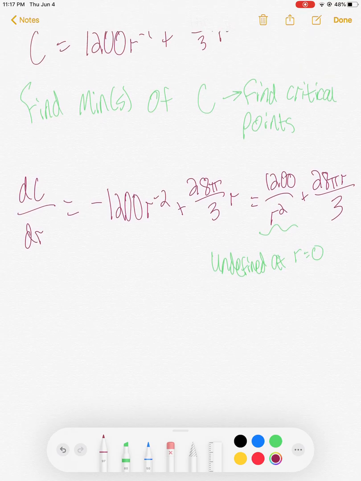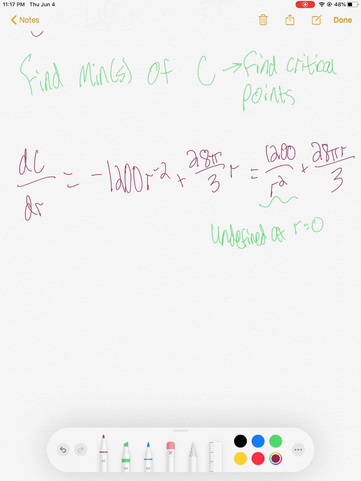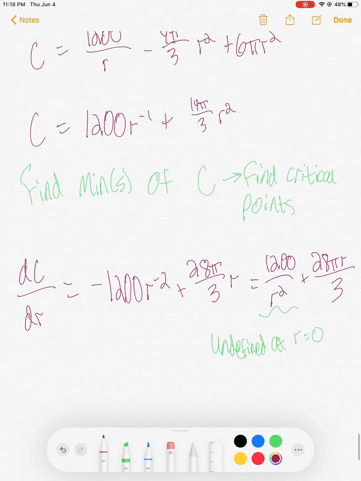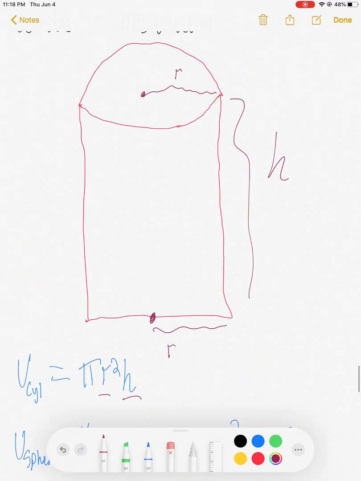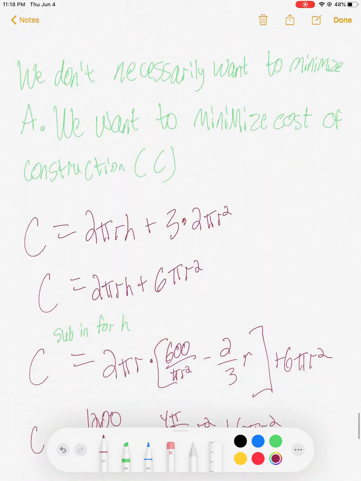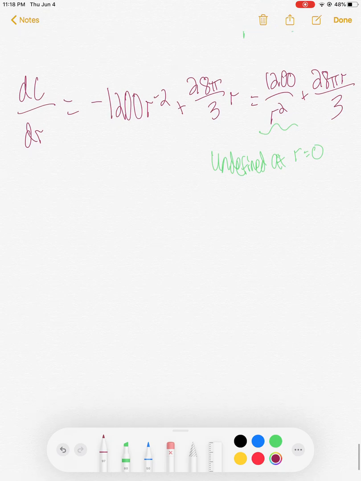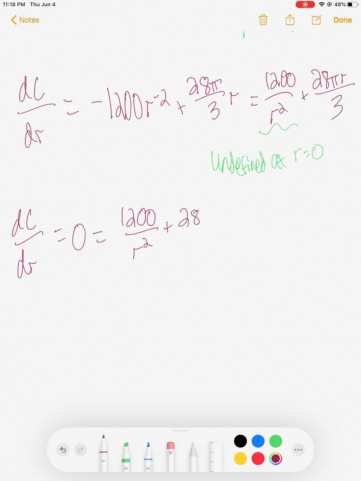Now, this is undefined at r equals 0. So if we were just looking theoretically, and we wanted to find the absolute minimums of this function, we would need to investigate the possibility that we could have a minimum or maximum at r equals 0. But we can't have r equals 0 because r is the radius of this silo. And if the radius is 0, well, that means the silo doesn't exist, I guess. So we don't have to worry about that case.